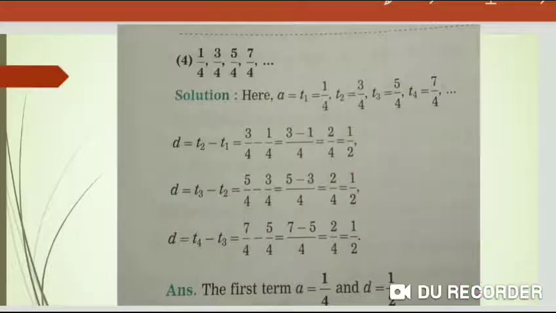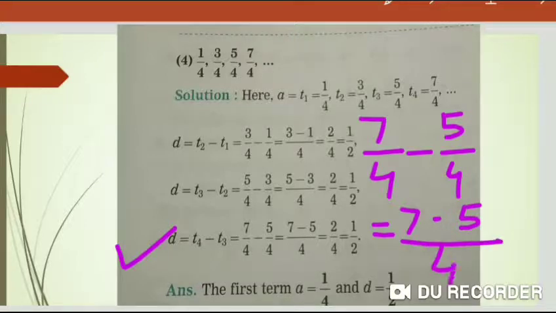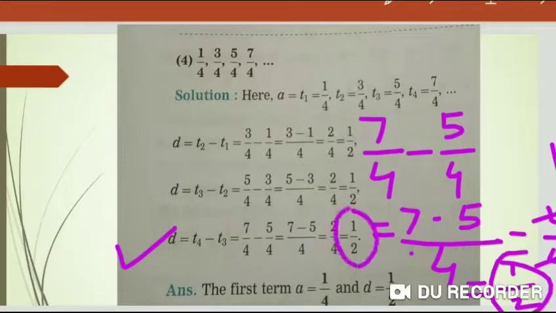Understand? Now see, in case of the next term t4 minus t3, the value of t4, that means the fourth term is 7 upon 4 and the third term is 5 upon 4. Here we directly subtract the numerators and the denominator is same, therefore it can be written down at once. Now see, 7 minus 5 is equal to 2 upon 4. 2 1s are 2, 2 2s are 4. Here we get the value of d is equal to 1 upon 2.